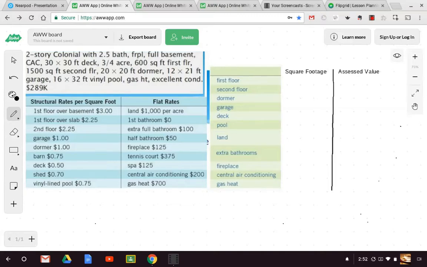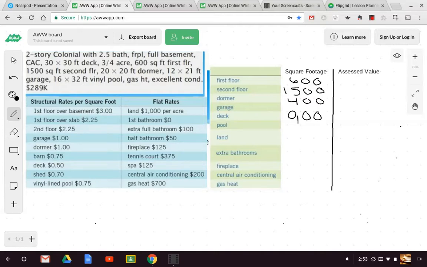So going back up to the gray, the first thing that I see is that I have a 30 by 30 deck. So next to the deck category, 30 times 30 is going to give me 900 square feet for my deck. Then I go over to my 600 square feet for the first floor. So first floor, I'm going to put 600 down. It tells me that I have 1,500 feet on the second floor. The dormer is 20 by 20, so that's going to be 400 feet.